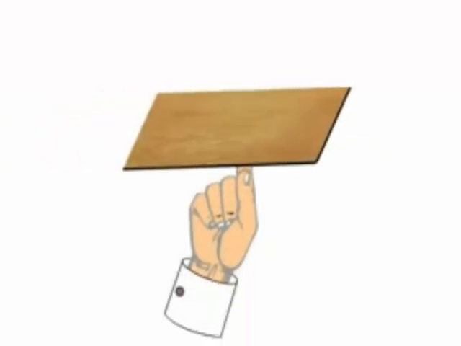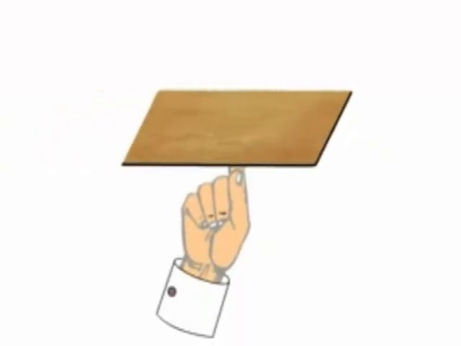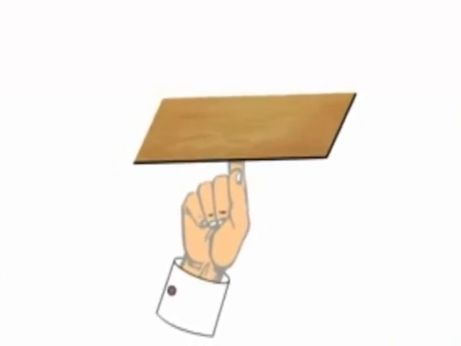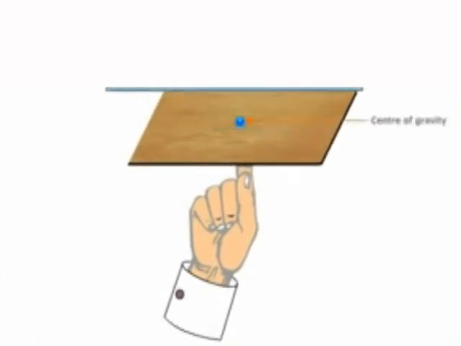Now, have you ever tried to balance an object, say a cupboard, with your fingertip? What did you observe? The object could only balance at one point. Now, this point where the object balanced is called the center of gravity.